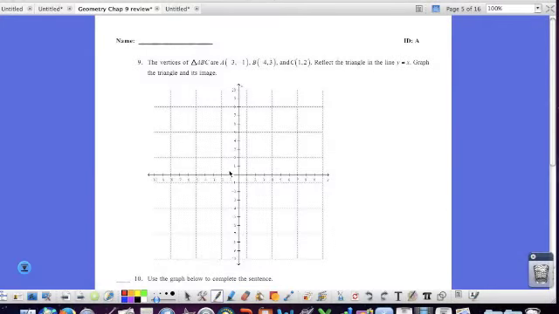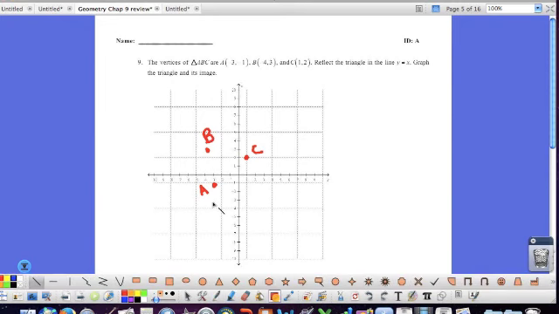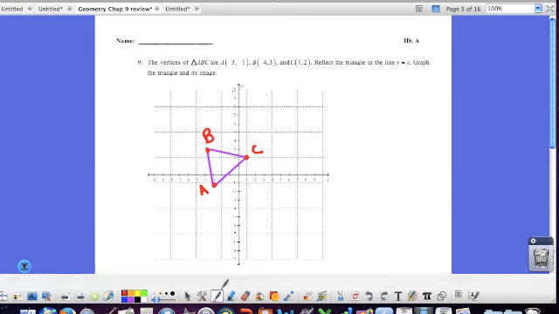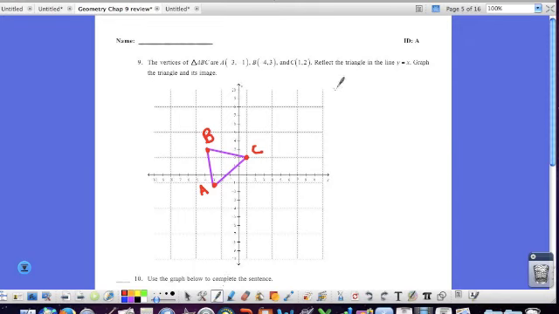Triangle ABC: A is -3, -1. B is -4, 3. And C is 1, 2. I'm going to use my line tool here because I get a better line. Even though it's purple, I really would have liked red, but that's fine. Now, reflect the triangle in the line y equals x.